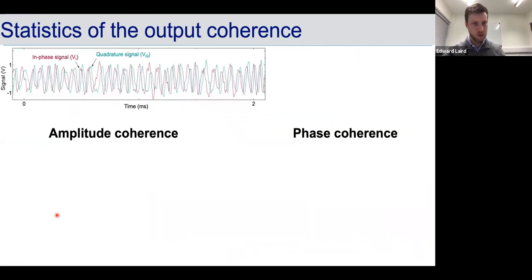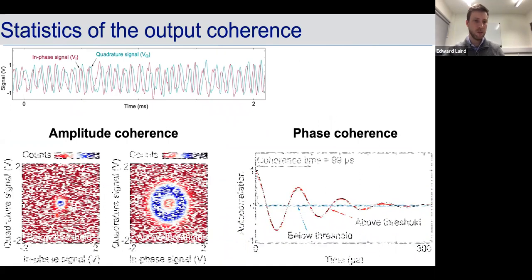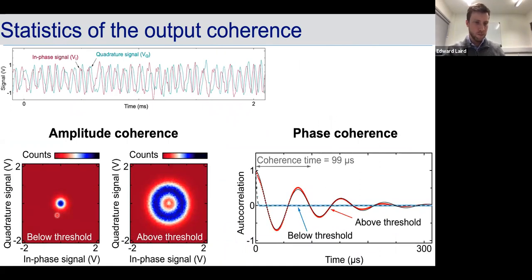There's two things we can do. The first thing is to plot a histogram of the in-phase versus the quadrature component. Below threshold, you get this blob at near zero, which tells us that it's a quasi-thermal source. This is what you would get by just looking at some black body radiator. Above threshold, though, you get a ring. And that's the indication of coherence. What it's telling us is that although the phase may be fluctuating slowly, the amplitude stays at some fixed value. So that's a coherent oscillator.